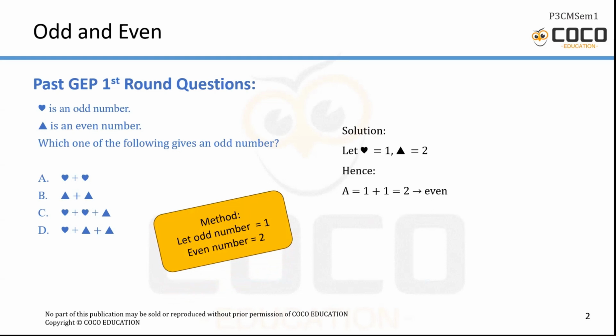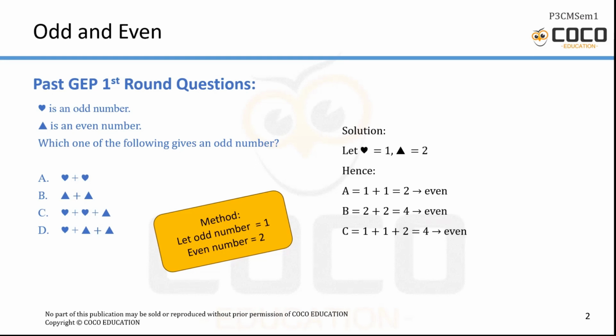Then B is triangle plus triangle. 2 plus 2 is even, equals 4, right? Okay, next one, for the question C is heart plus heart plus triangle. So it's 1 plus 1 plus 2 equals 4. It is an even number again. So very obvious, our answer must be D.